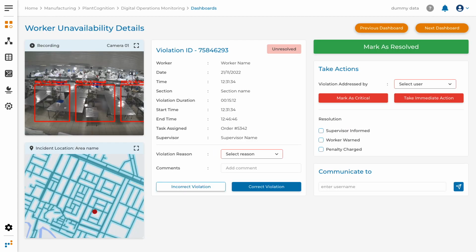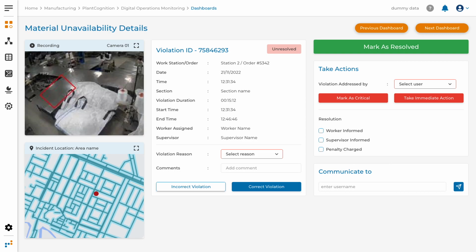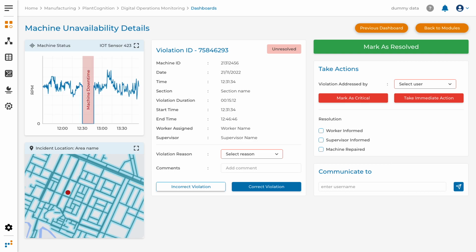Our application also allows you to digitize violations for root cause analysis. It captures when, where, and why of any incident so that plant managers can understand why compliance issues are happening and how to mitigate them.